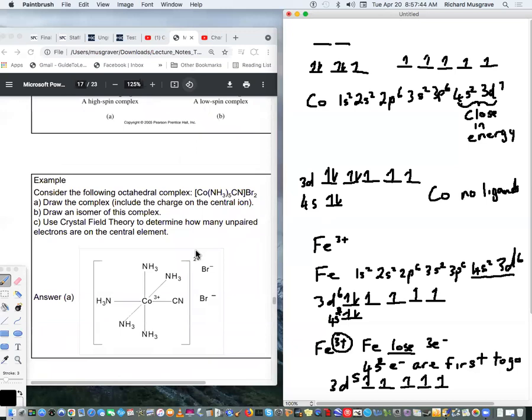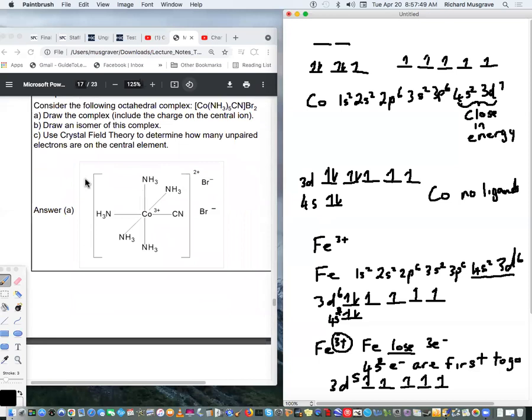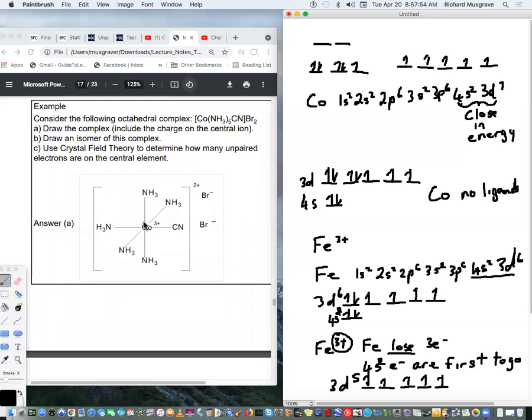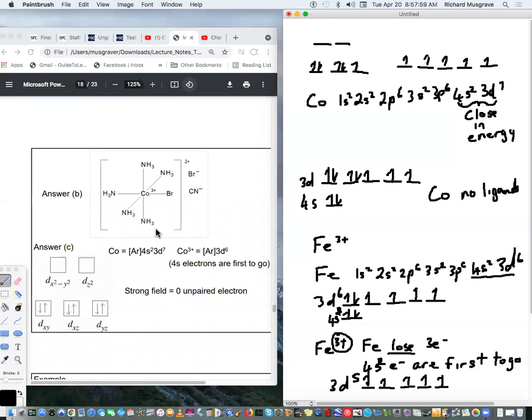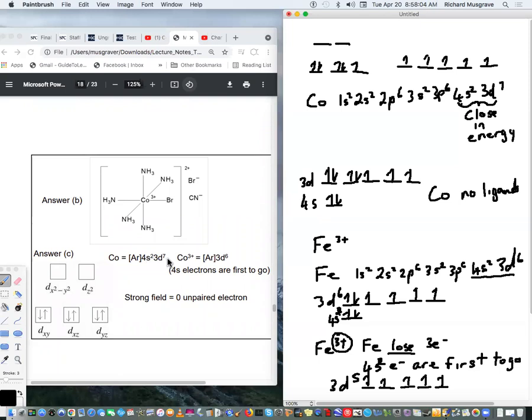So we do the initial structure, which has Co with NH3 5 CN, and we agreed earlier that the charge on cobalt is 3+. I showed you the calculation for that. So when we do cobalt, it's Ar 4s2 3d7. The Ar here is just a shortcut for that whole electron configuration for argon. So the 4s electrons are the first to go. So 3+ means we lose the 4s electrons and we have 6 d electrons.